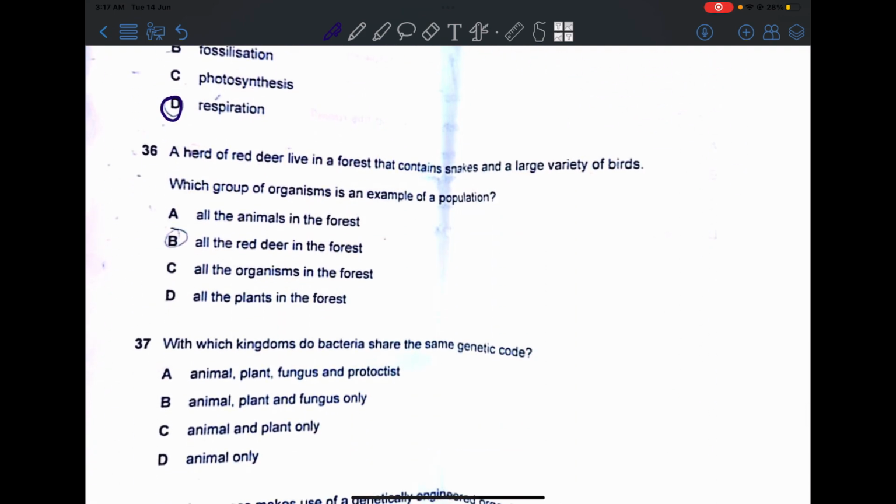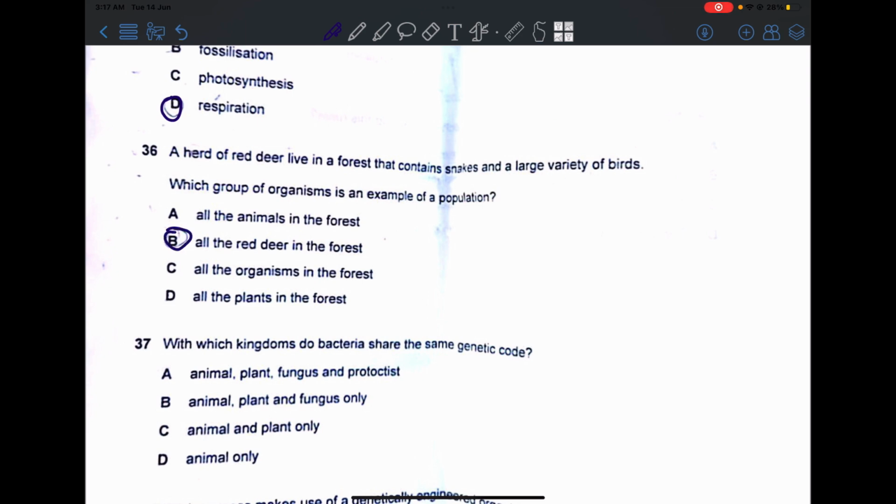36. A herd of red deer live in a forest that contains snakes and a large variety of birds. Which group of organisms is an example of a population? Now we know that a population is the group of organisms of the same species living in the same area, as in the definition. So we're going to be choosing B because they're all the same species over here.